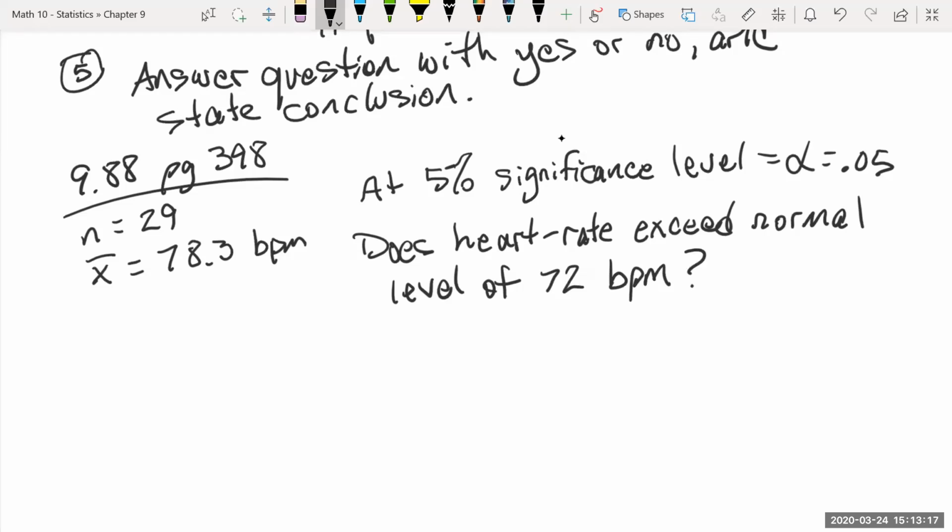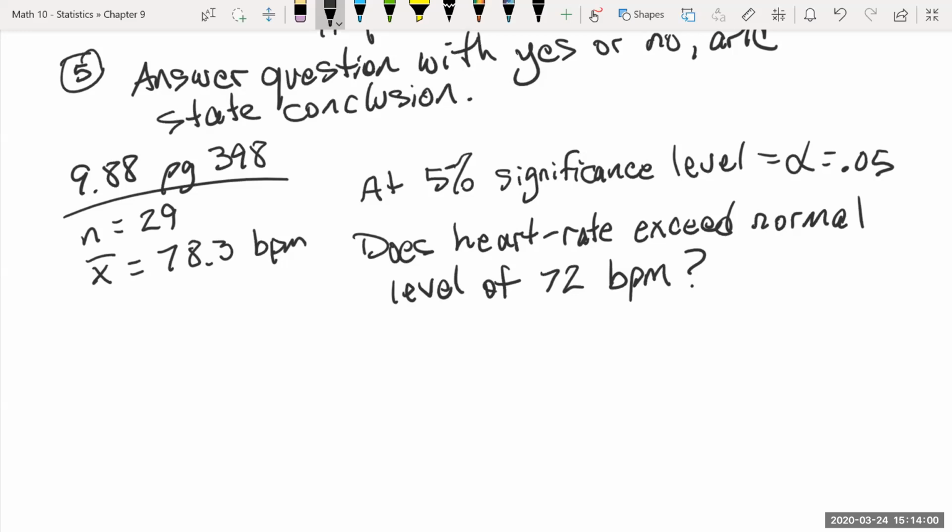Now notice 72 beats per minute is the average. They had 78.3. Clearly the sample average is bigger than the population average. The question is, is that just due to sampling error, or is it because of the heat they're exposed to? We don't know just looking at the numbers. We expect a sample mean to be different than a population mean, but is it too different to be just sampling error? Remember, sampling error is just the difference between a population number and a sample number due to random selection of our sample. So that's what we're going to test.